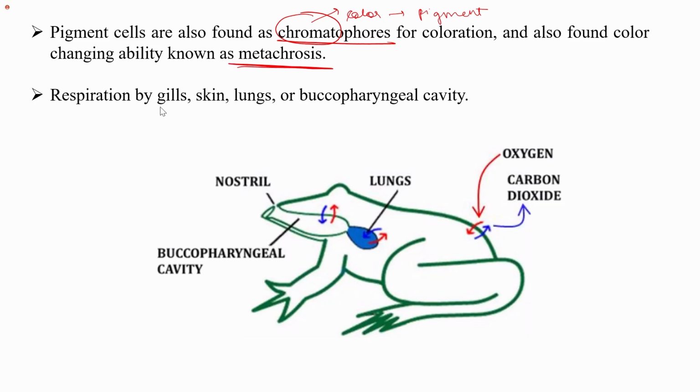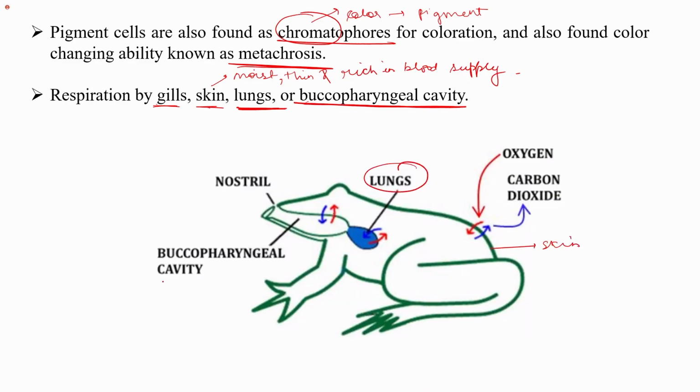Respiration takes place with the help of the gills. It takes place with the help of the skin also. Skin is moist. So respiration may take place through the gills, it may take place through the lungs, it may take place through the skin, or through the buccopharyngeal cavity.